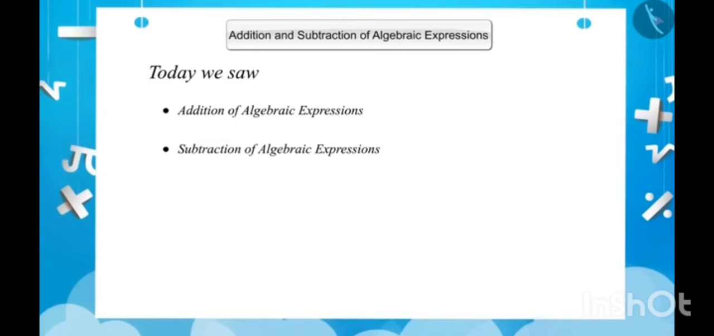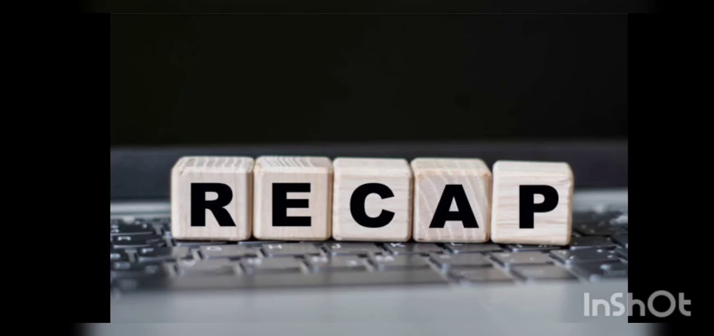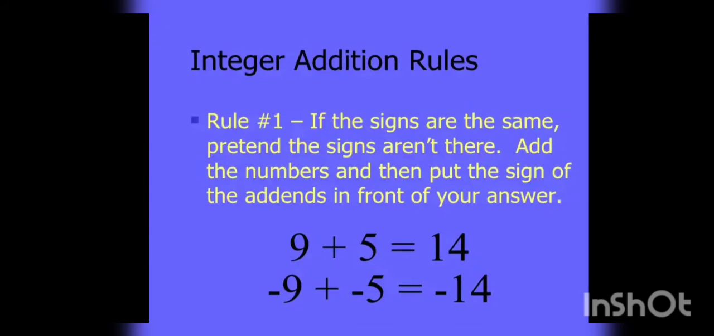Today, we saw addition and subtraction of algebraic expressions. We have come to the end of the session and let us have a quick recap on today's session. Integer addition rules. Rule 1. If the signs are the same, pretend the signs aren't there. Add the numbers and put the sign of the addends in front of your answer.